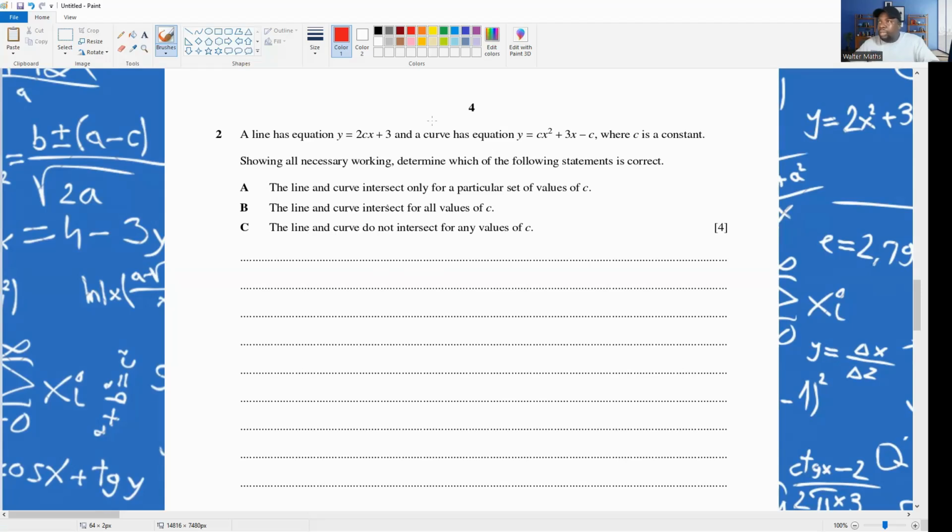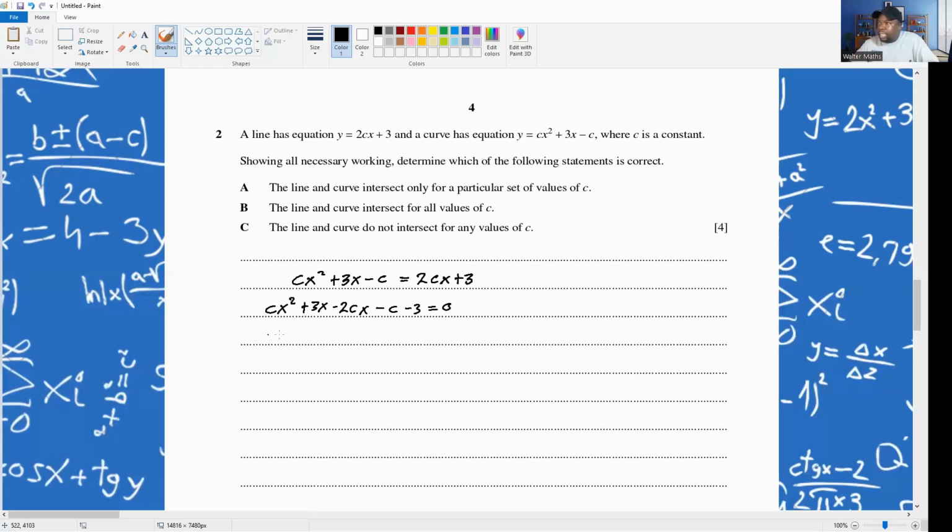So I'm going to equate the equation of the curve, the right-hand side, cx squared plus 3x minus c, and it's equal to 2cx plus 3. I'll take what's on the right to the left, so we'll have cx squared plus 3x minus 2cx minus c minus 3 equal to 0.